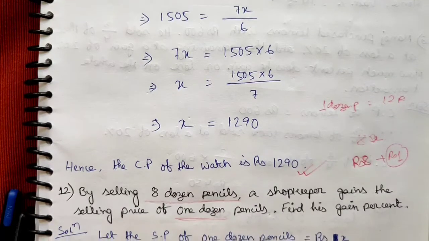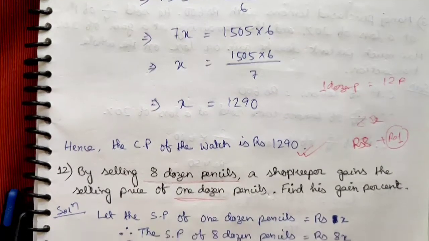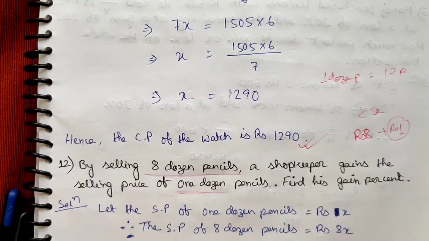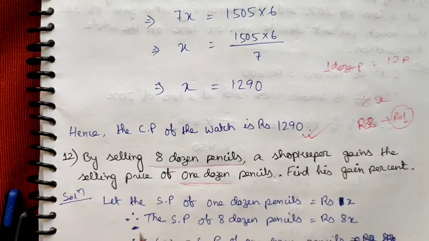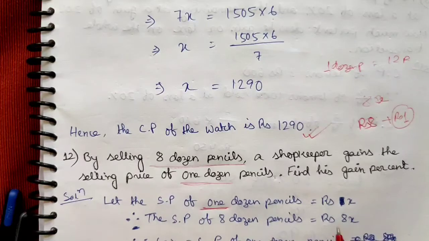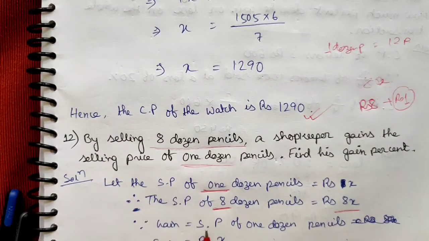So we'll continue the question by letting the SP of 1 dozen as rupees x. Okay, so we've written let the SP of 1 dozen pencil be rupees x. Therefore the SP of 8 dozen will be what? 8x. Okay, so now since gain equals what? Gains the selling price of 1 dozen pencil. So we've written gain equals SP of 1 dozen pencils. So therefore gain equals what? Gain will be rupees x. Up to this clear?